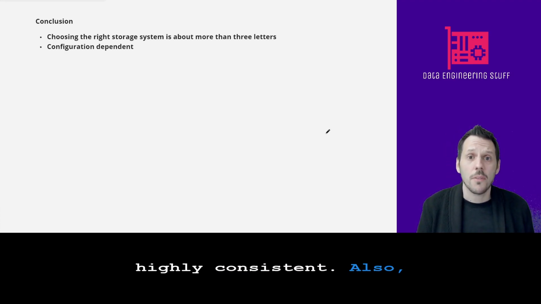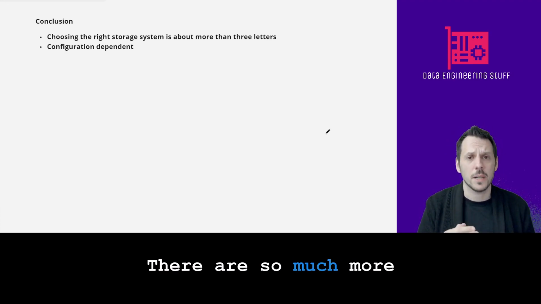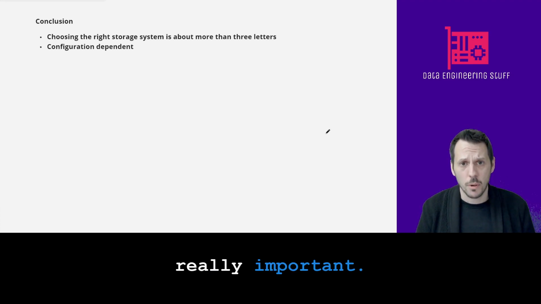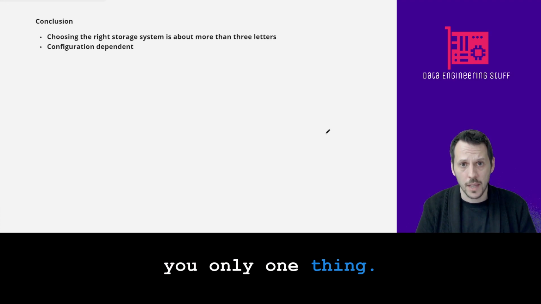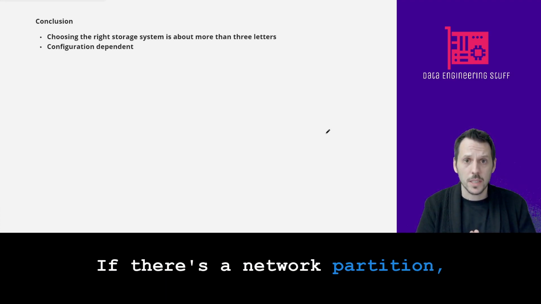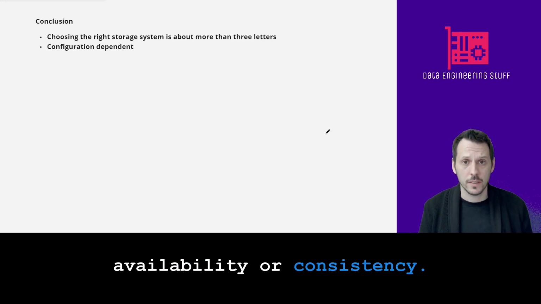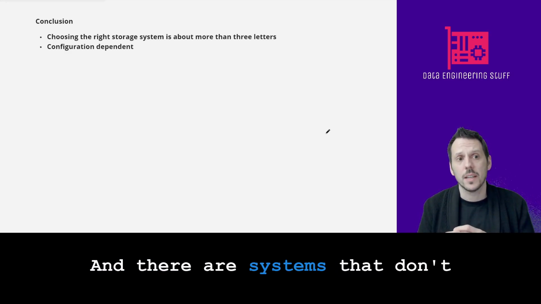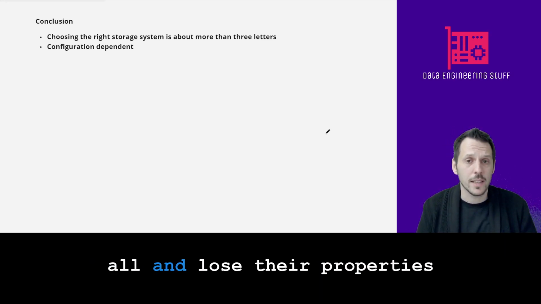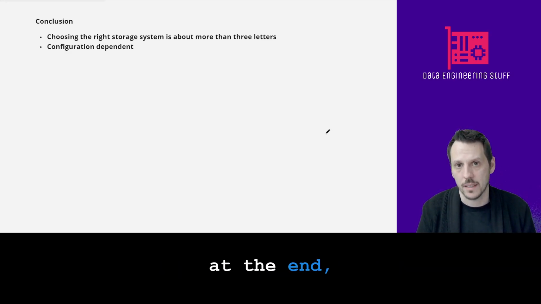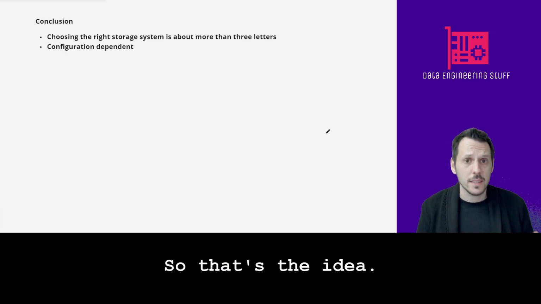Also think about schemas, think about scalability. There are so many more properties that are really important. So the CAP theorem really tells you only one thing: if there's a network partition, you have to choose between availability or consistency. And there are systems that don't handle partitions really well at all and lose their properties in the end, for example an RDBMS. So that's the idea.